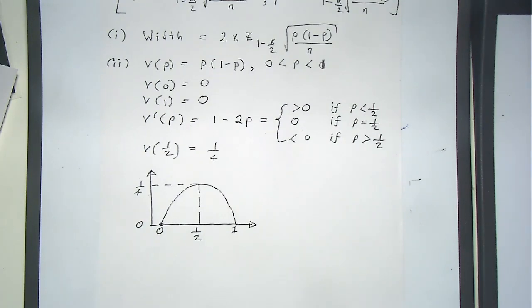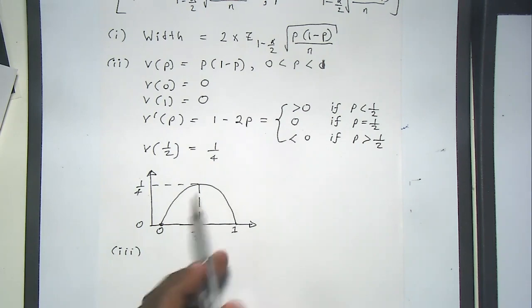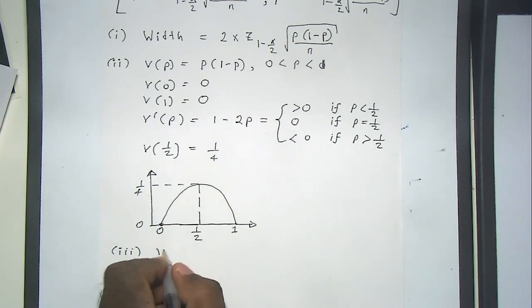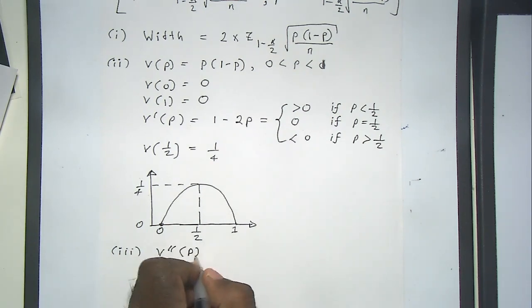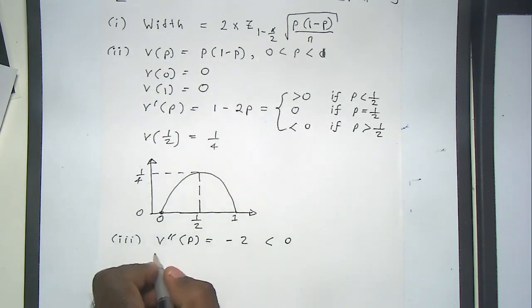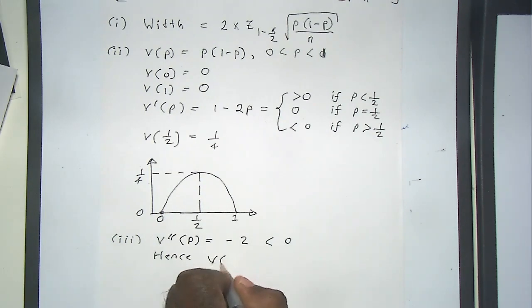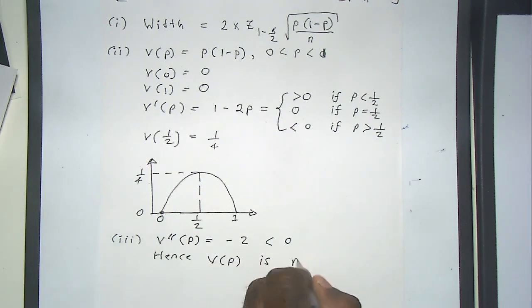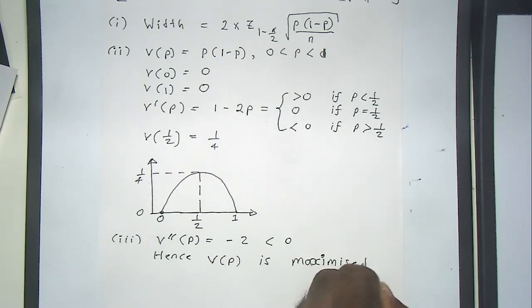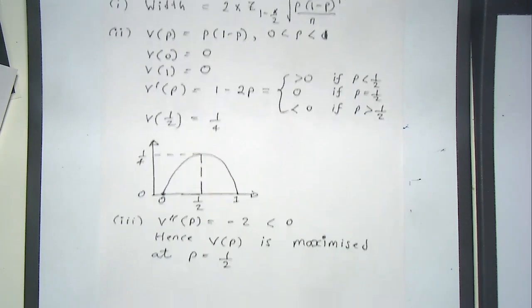And part 3 we have already done, because to show that this function is maximized at p equal to half, all you have to do is take the second order derivative, which is minus 2, which is negative, right? So hence, that's part 3.